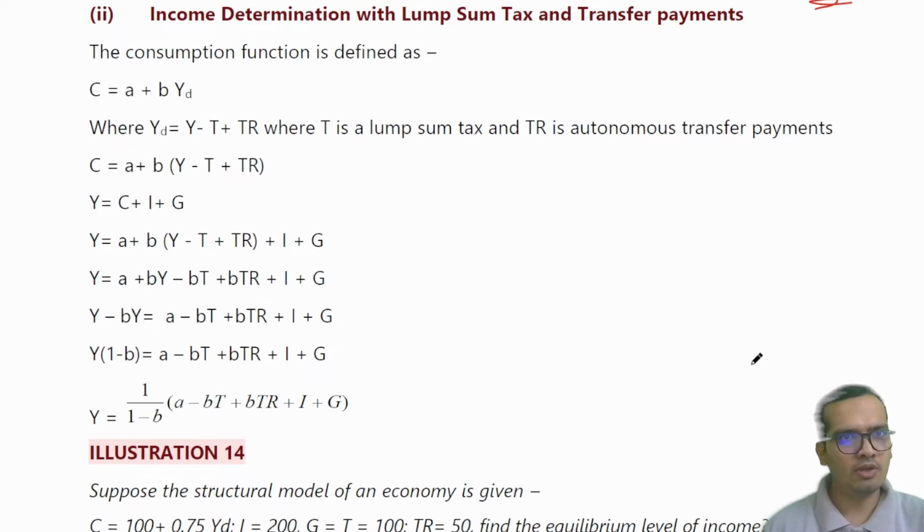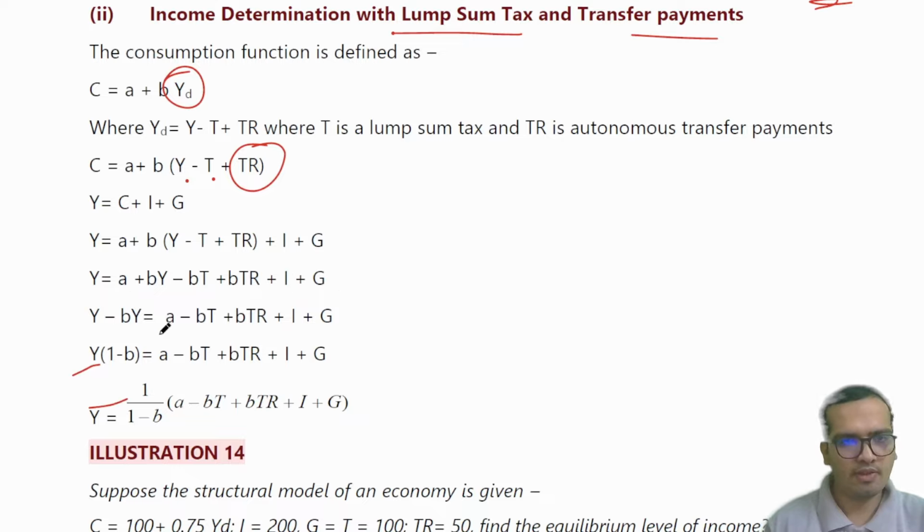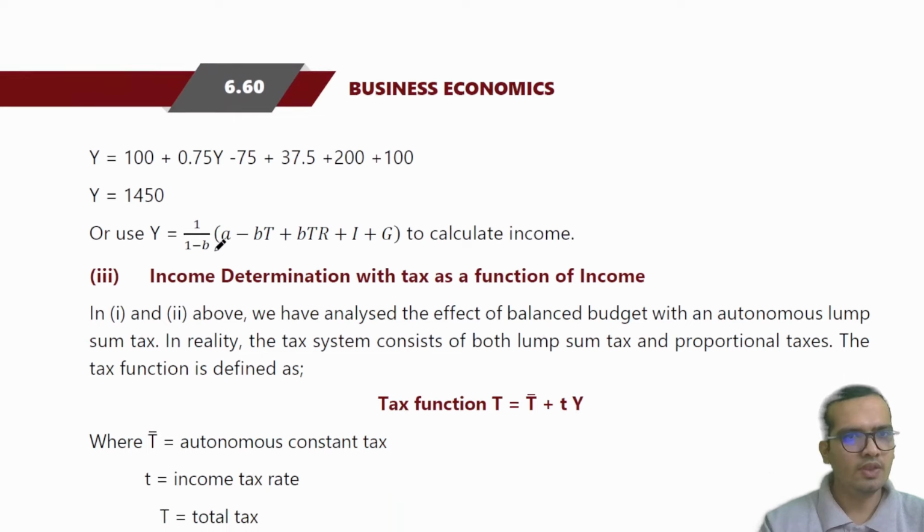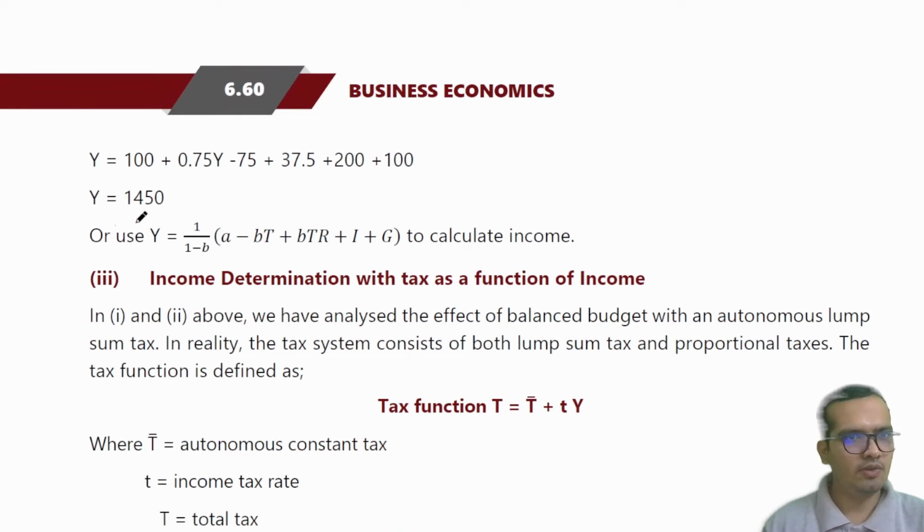Similarly, we have one more point: income determination with lump sum tax and transfer payments. Here transfer payments are added. So simply we will be adding in this YD part, we will replace it by Y minus T plus TR. TR refers to transfer payments. And similarly it has been explained again and again. We have a numerical for the same. We have the C value. We want to find the equilibrium value, which comes out to be 1450.